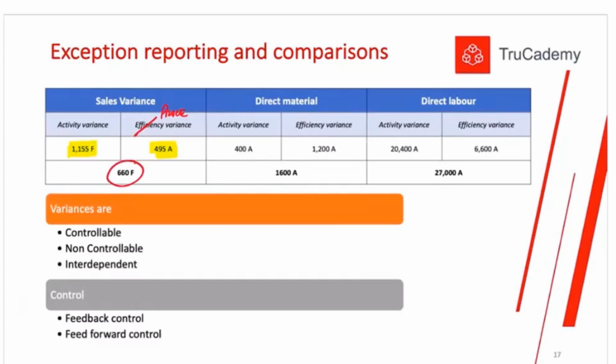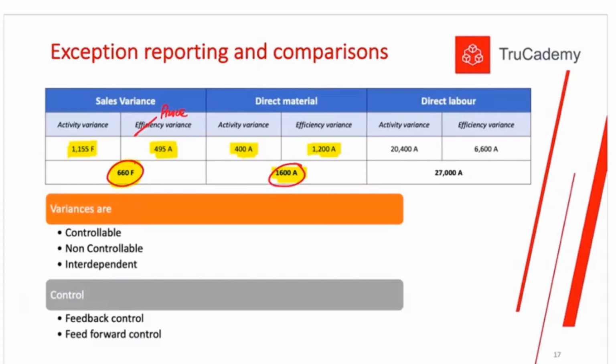So to support extra sales, we need to buy more raw material. We use more raw material. Adverse in raw material activity or raw material usage. And same for the price, also adverse. And overall, the total adverse was 1600. So what is the meaning here? To get a favorable of 660, we had an adverse variance of 1600 in direct material.